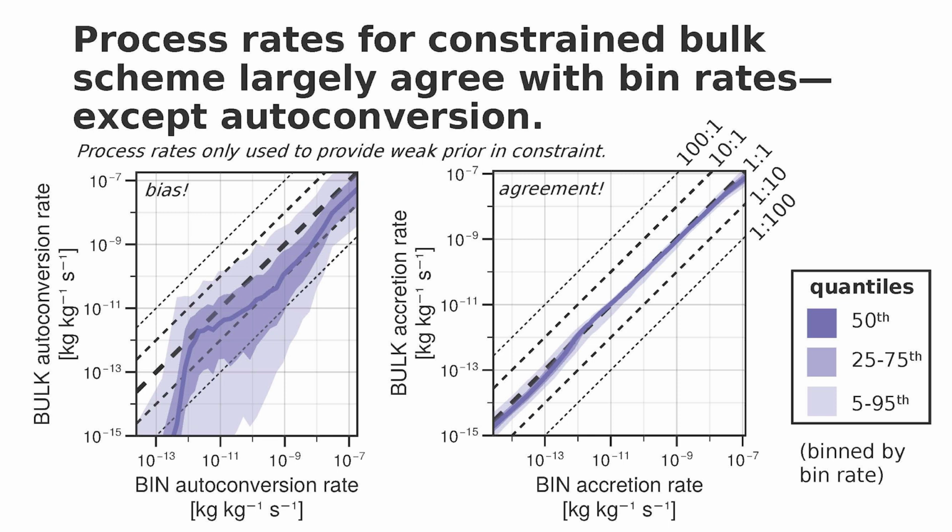I'll skip applying the constraint, but basically once we have our constrained parameters, we can look at the implication for processes, which is what we're really interested in. And what we see is that process rates for the constrained bulk scheme largely agree with the bin rates. Note that we're not characterizing evaporation, which might change that picture a bit. But we see agreement in the process rates from our bulk scheme, except for autoconversion, which I'm showing here.